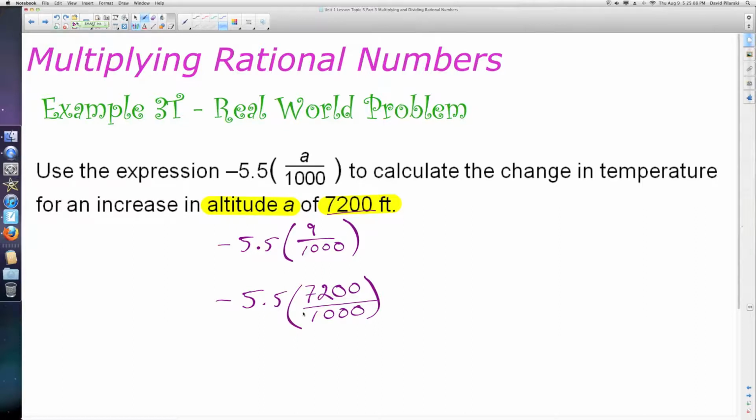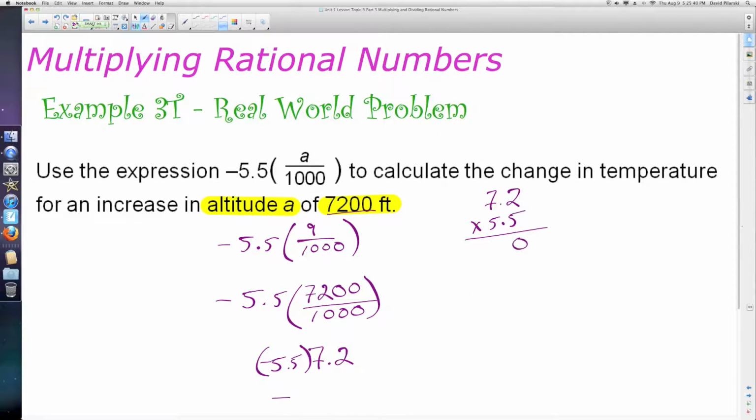Then we're going to have to simplify this. If we take 7,200 and divide it by 1,000, that's going to give us 7.2. We need to multiply that by -5.5. Notice I switched where the parentheses are, and that's okay. It doesn't change what we have to do. So we have to do 7.2 times 5.5. Of course, we know our answer is going to be negative because we have a positive times a negative.